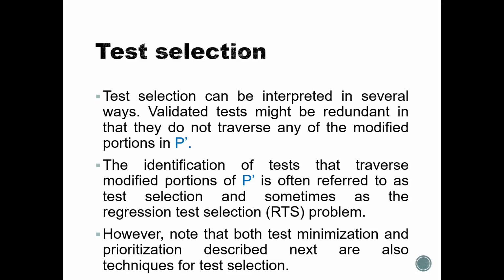referred to as the regression test selection problem, where you want to identify which test cases can traverse this modified P dash, because like I told you, you don't want to use the existing test cases, but you want to come up with some subset of test cases that is going to traverse it. This is referred to as the regression test selection (RTS) problem, and we will see what this problem is in our upcoming slides. However, it is very interesting to know that test minimization and test prioritization that we saw earlier can be used as techniques for test selection.